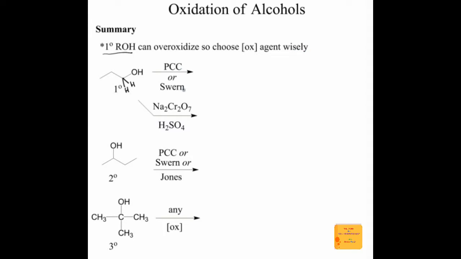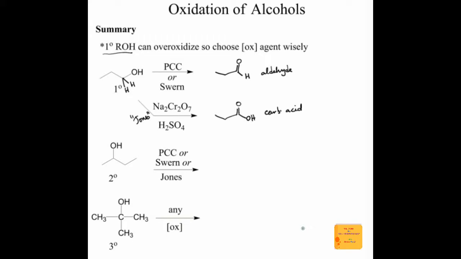If we were to choose PCC or Swern conditions, we would take that primary alcohol and we would oxidize it partially to the aldehyde. But instead, if we were to use the harsher reaction conditions, the aqueous acid and chromium, the dichromic acid conditions, these are our Jones conditions. Our Jones oxidation, we take that carbon and we oxidize it completely. In other words, we replace both CH bonds with CO bonds, and we get the carboxylic acid. Okay, so a primary alcohol can give two possible oxidation products.